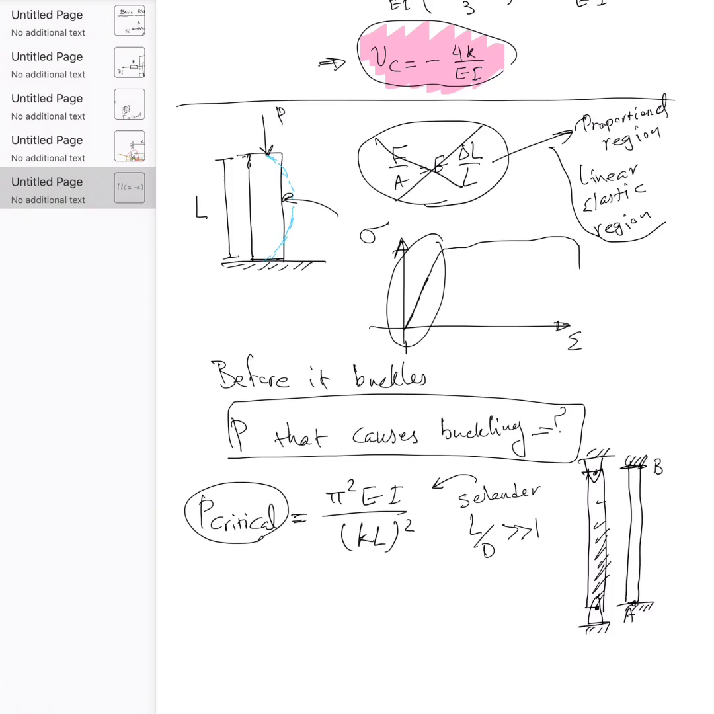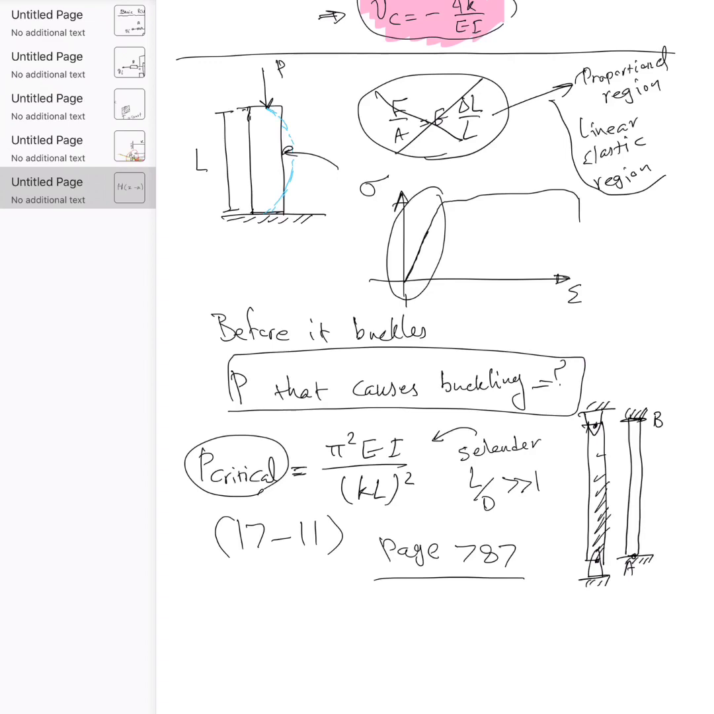But if you do all this analysis, eigenvalue decomposition, and finding the eigenmode of the ordinary differential equation, then you get P critical is equal to pi squared EI over (KL) squared. In fact, that's the equation in equation number 17-11 in page 787. So how can we use this equation?